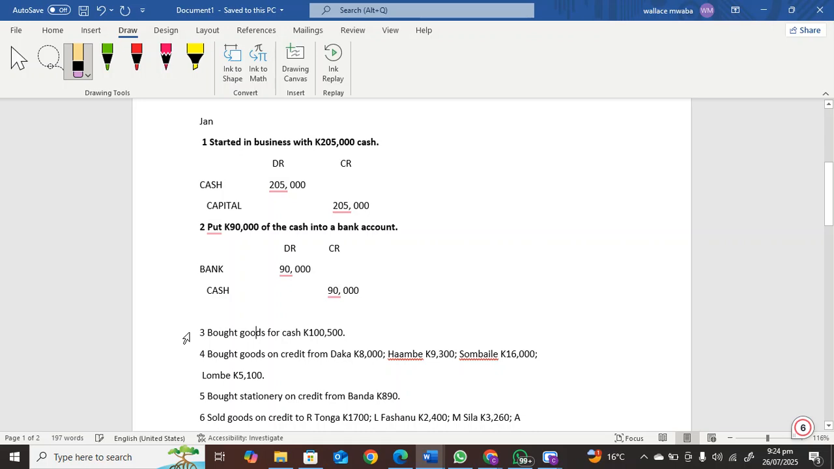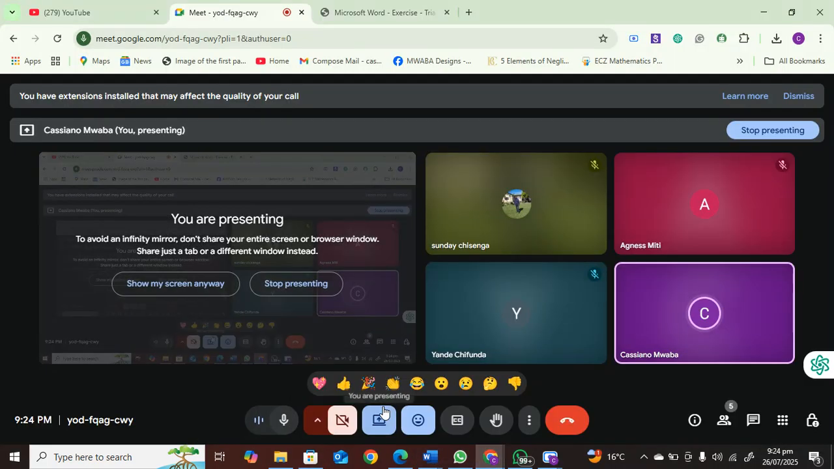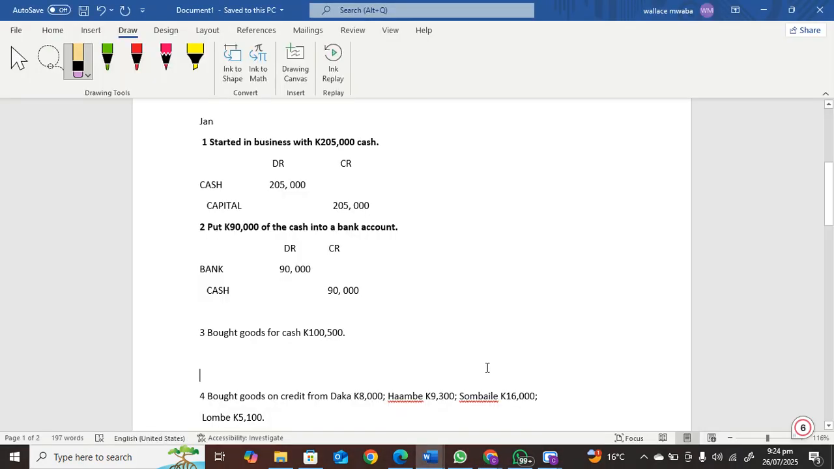So the next transaction: bought goods for cash, 100,500 kwacha. So, colleagues, what type of transaction is going on here? Bought goods for cash, 100,500. So what type of transaction is going on here?